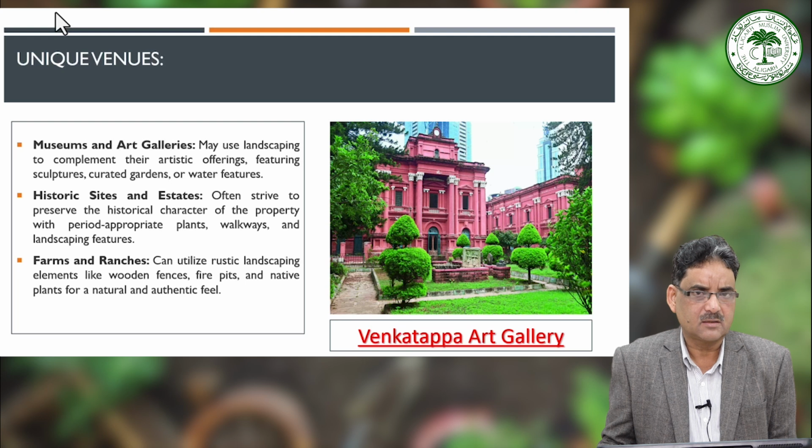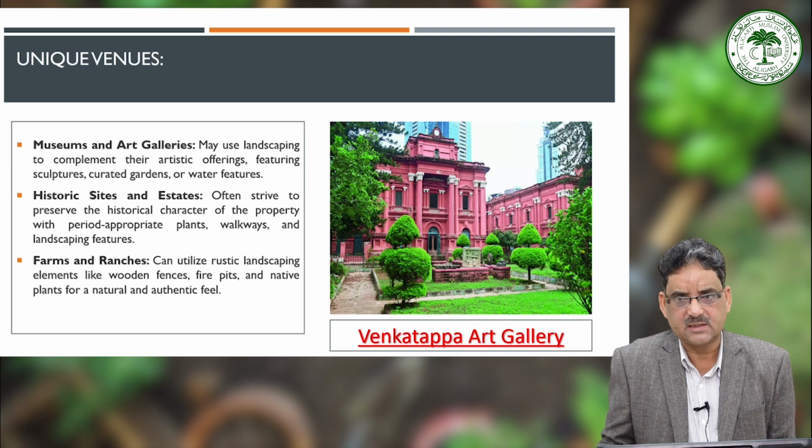Then another type is the unique venue, which includes the following. Museums and art galleries may use landscaping to complement their artistic offering, featuring sculptures, curated gardens or water features. Then we have historic sites and estates, which often strive to preserve the historical character of the property with period-appropriate plants, walkways and landscaping features.